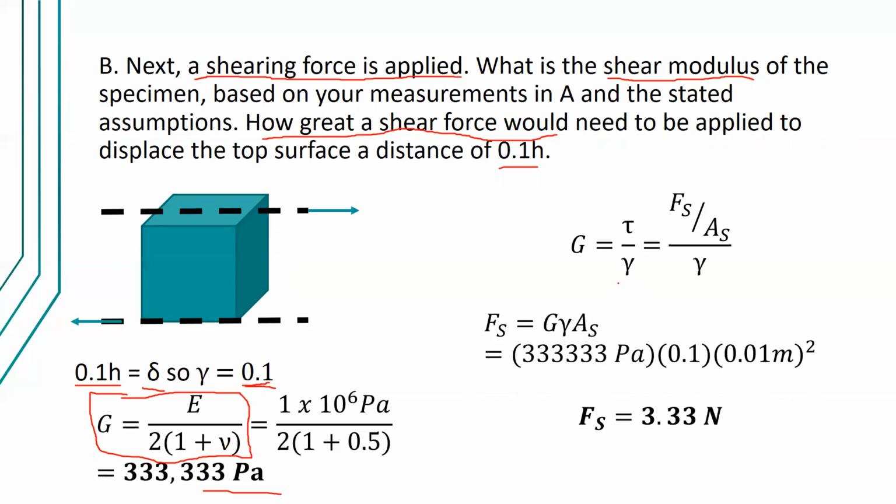Now, remember that your shear modulus is shear stress over shear strain. And shear stress is Fs over As. And then you have your shear strain. If you're going to solve for the shear force, you will arrive at this relationship. And we know G already. The shear strain is 0.1. And the area is still 0.01 squared. So your shear force should be 3.33 Newton.